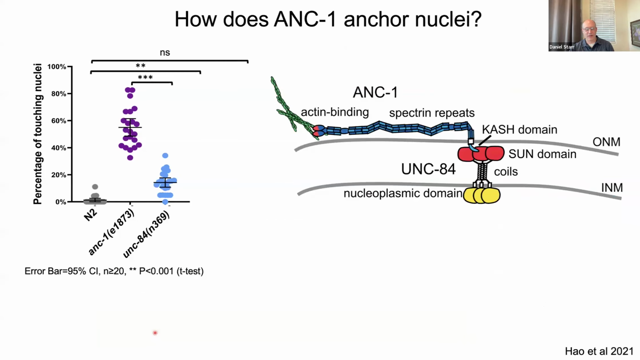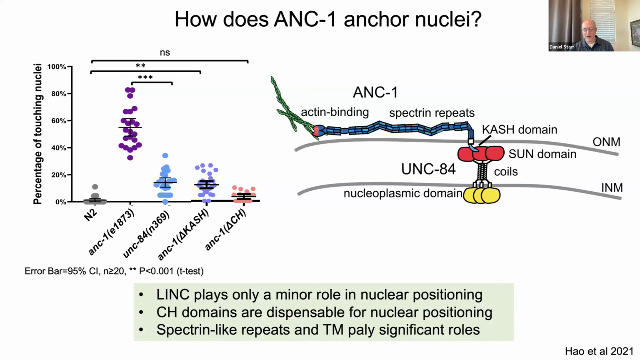And so then what is ANC-1 doing? So here's another schematic of ANC-1. This is the data I just showed you. ANC-1 nulls have a large defect. UNC-84 nulls have a fairly mild nuclear anchorage defect. And so if we get rid of just the KASH domain here, we see the same phenotype, suggesting that this is LINC independent, the difference from here to here. What about the calponin homology domain? That had no phenotype. So we were surprised to see that for nuclear positioning, you didn't need the actin binding domain. So what was working?